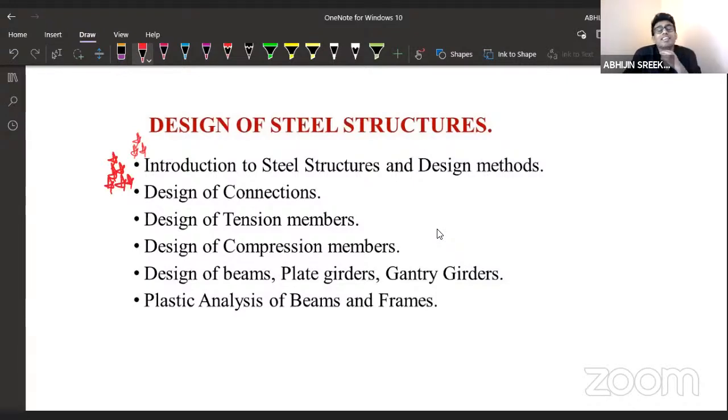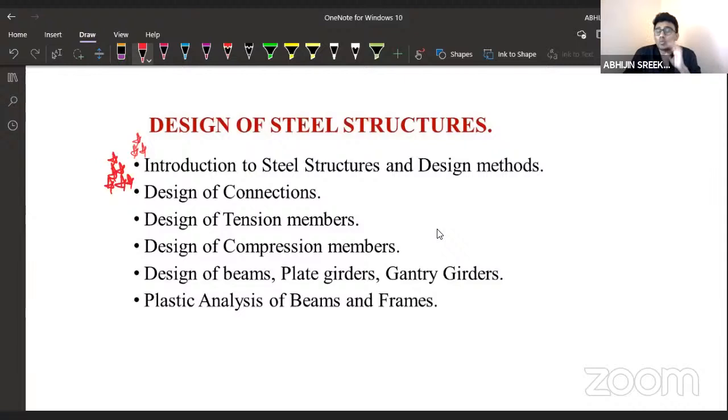Similarly, we study how to design a welded connection: fillet weld, butt weld, slot weld, and plug weld. And we study how to design bracket type connections, type 1 and type 2. All these things are there in this chapter.